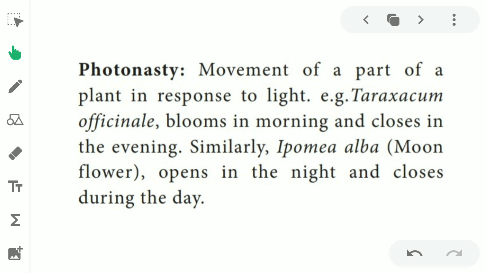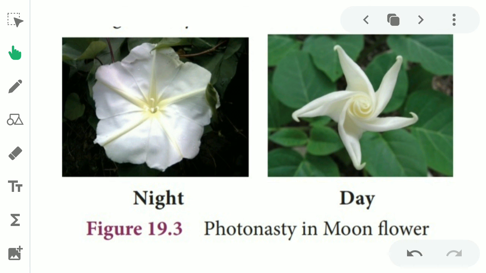Taraxacum officinale blooms in the morning and closes in the evening. When the light is coming, the flower blooms. When the light is gone, the flower closes. Similarly, Ipomoea alba, the moonflower, closes when the light is coming and blooms when the light is gone. So it is called the night flower, the moonflower. This is an example of photonasty.